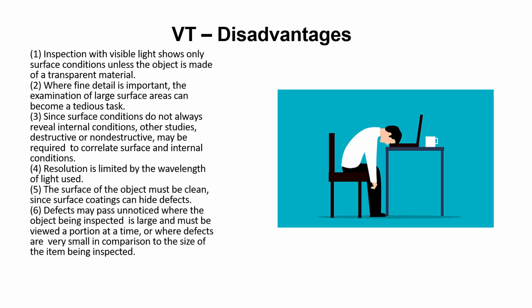A lot of defects might pass unnoticed where the object being inspected is large and we've got to work it a portion at a time, or where the defects are really small in comparison to the size of the item being inspected. So that's something we need to think about.